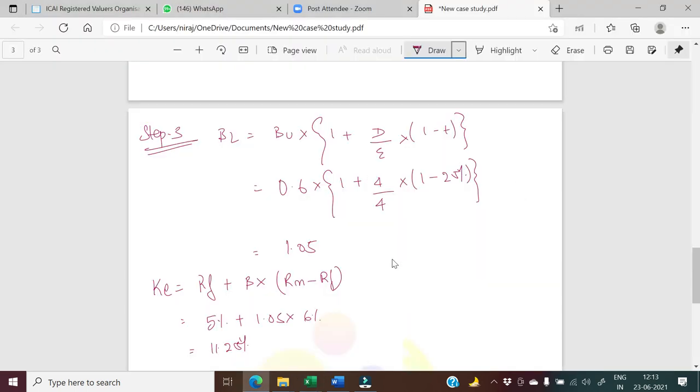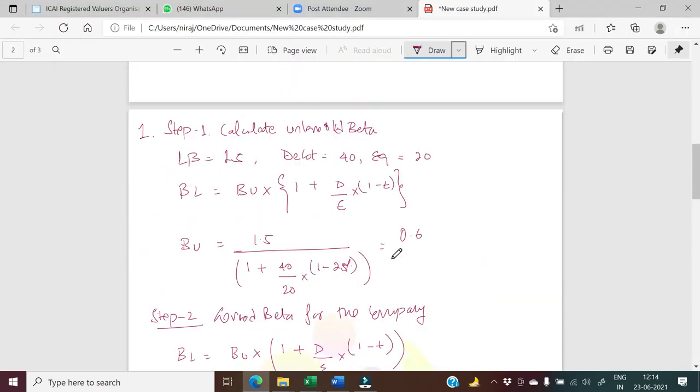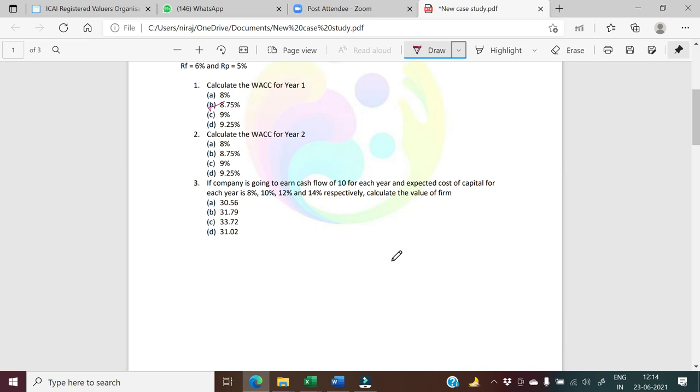Okay. Now coming to the third and the last part of the sum, which is the easiest part of the sum, completely based on time value of money, and we have already solved one similar question in one of the previous videos also. So this was 9%. Here it says that if a company is going to earn a cash flow of rupees 10 for each year and the expected cost of capital for each year is 8%, 10%, 12% and 14% respectively, calculate the value of the firm.